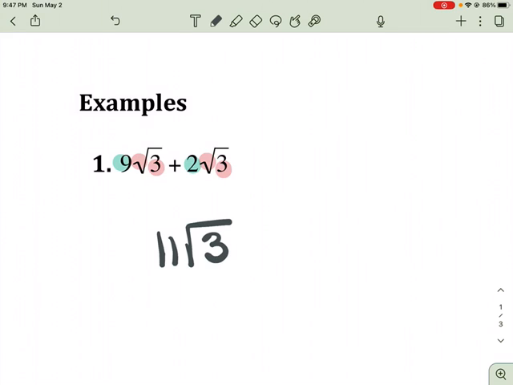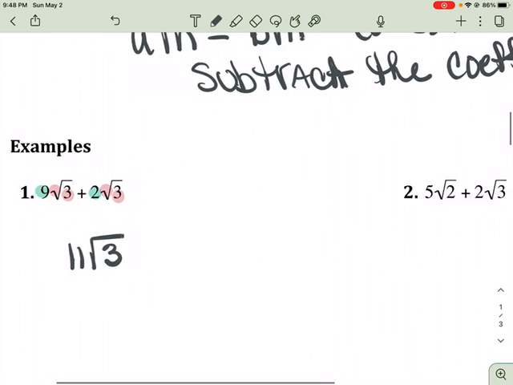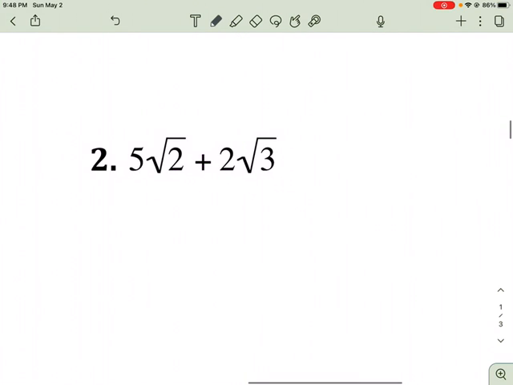Notice I did not change the number underneath. The radical and the radicand, the number underneath, are kind of identifying your like terms, and we're only concerned about the coefficient, the numbers out in front, not the radicand. Okay, let's come over here. They're both square roots. Yay. But take a look. Not the same radicand. Can't do it. So we would say this is simplified.